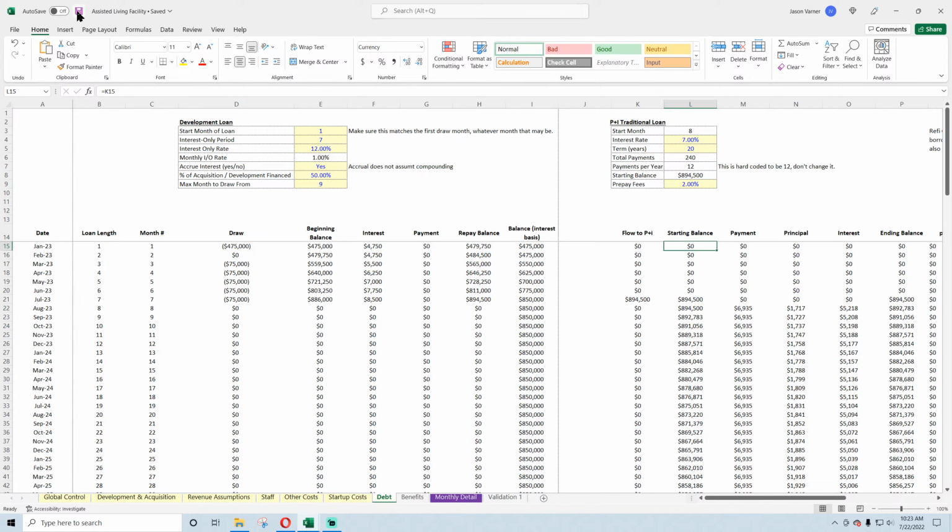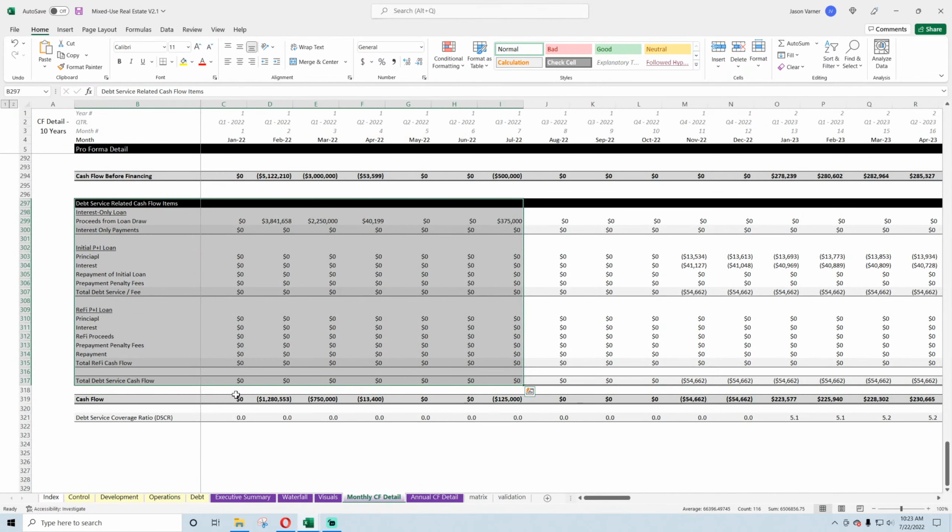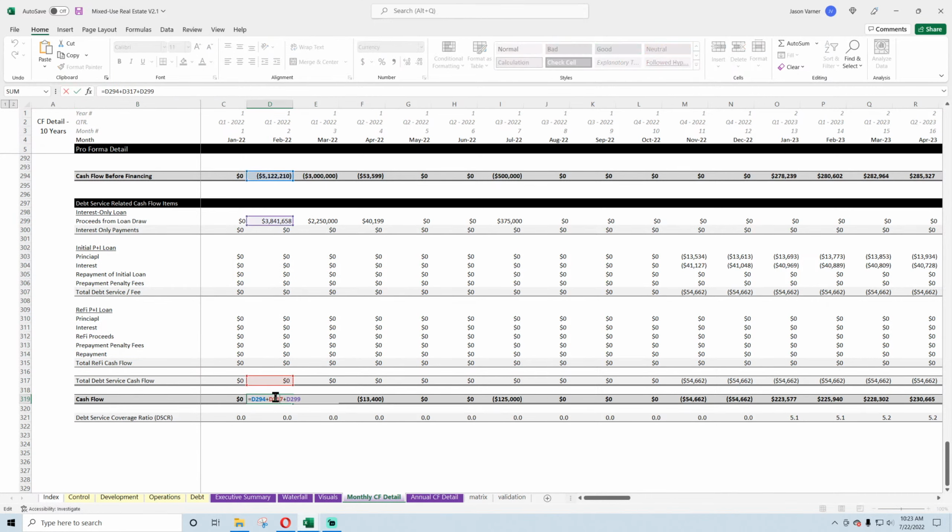Okay. So this is all referenced correctly. So we're now on total debt service. Let's see, what's our next step? So we've done total debt service cash flow. Cash flow.